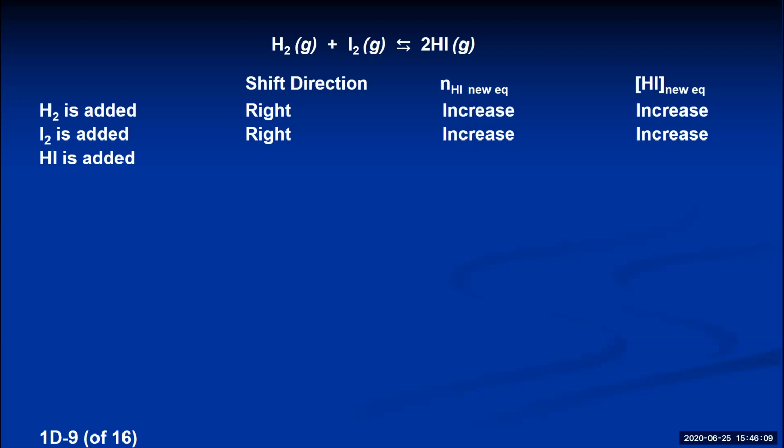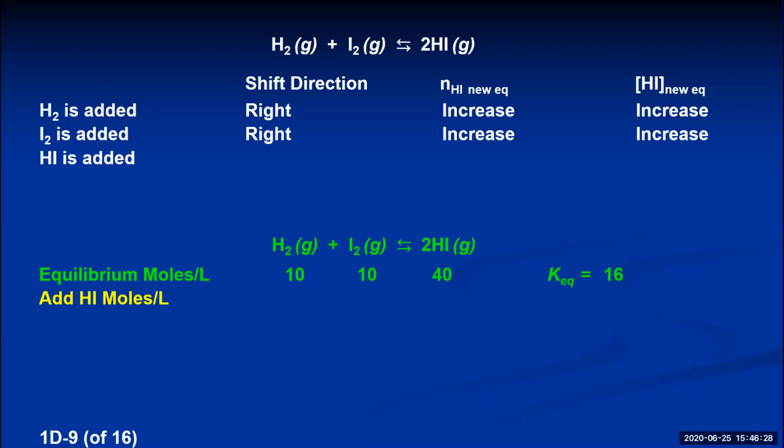Let's try this. Let's say we add HI to the container. So what's going to happen if we add some additional HI? Let's go back to our made-up example where we have an equilibrium condition of 10 molar, 10 molar, 40 molar, and the equilibrium constant, as you may recall, worked out to be 16. So if I'm going to add some HI to this, I'm going to want to make my HI molarity higher than 40. So let's pick a number, maybe 52. So if I add more HI, that number will be larger, but the amounts of hydrogen and iodine will actually be the same.